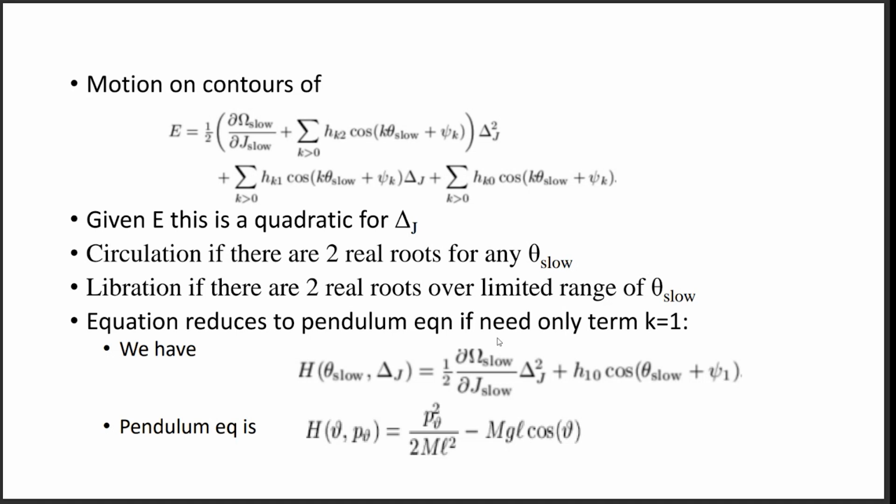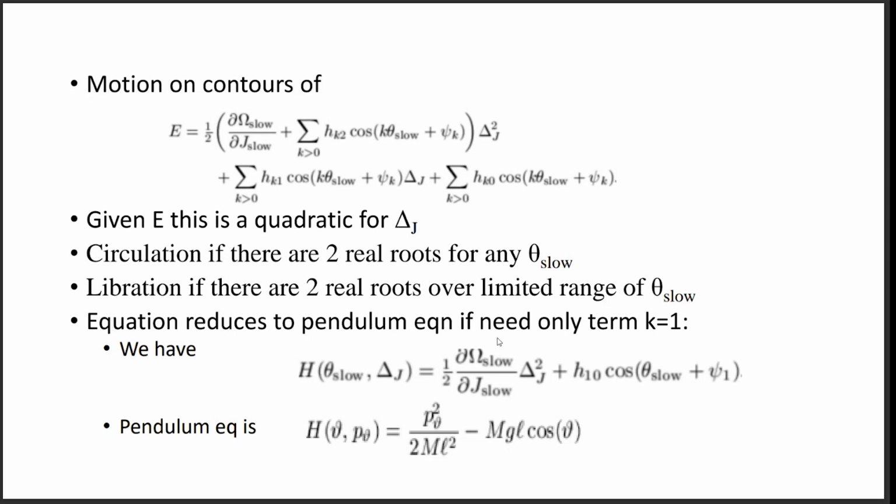So here are the terms which are proportional to delta j squared. Here's a term proportional to delta j, and here's another term. But this lot is equal to a constant, which we'll call energy. And if you now give me a value of theta slow, this equation becomes a quadratic equation for delta j. Because if you give me a value of theta slow, this coefficient of delta J becomes a number, and this becomes a number, right? So I've got a quadratic equation. I know how to solve quadratic equations.